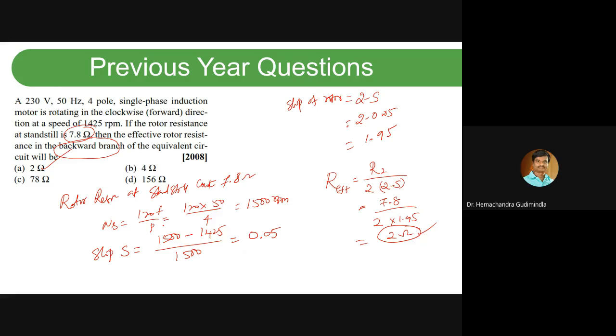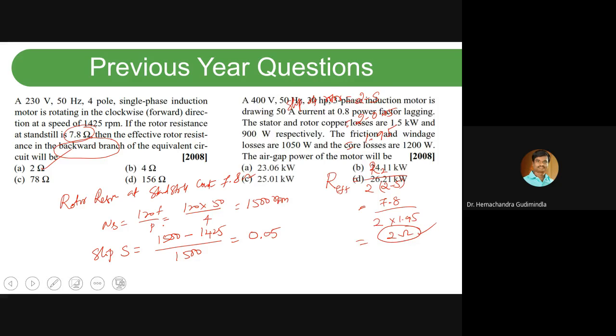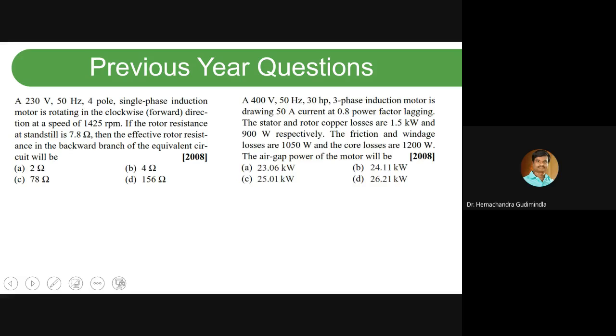Now we will see the next question. A 400 volts, 50 hertz, 30 HP three-phase induction motor is drawing 50 ampere current at 0.8 power factor lagging. The stator and rotor copper losses are 1.5 kilowatt and 900 watts respectively. The friction and windage losses are 1050 watts and core losses are 1200 watts. The air gap power of the motor will be.